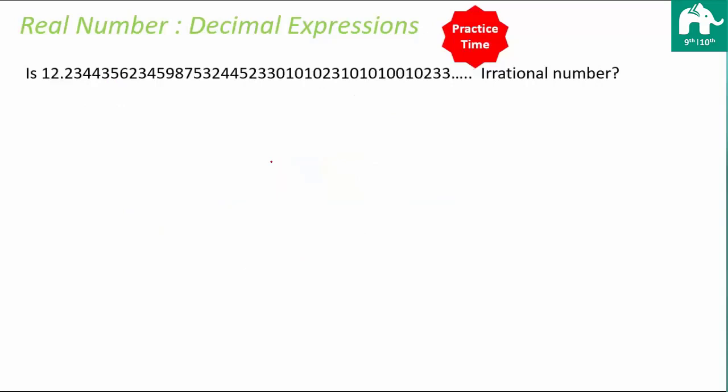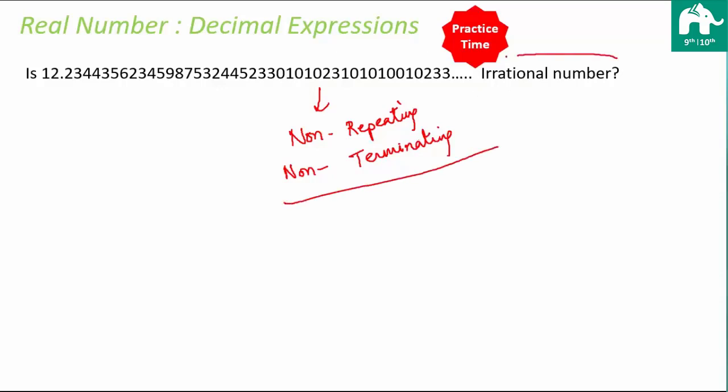So let's look at one more question. Is 12.234435623459... I think it will take too much time to read the entire thing. Is this an irrational number? So what do you think? Do we see repetition? No. But do we see that it is terminating? No. So basically this is an example of a non-repeating, non-terminating decimal. Therefore, this is an irrational number. So yes, this is an irrational number.